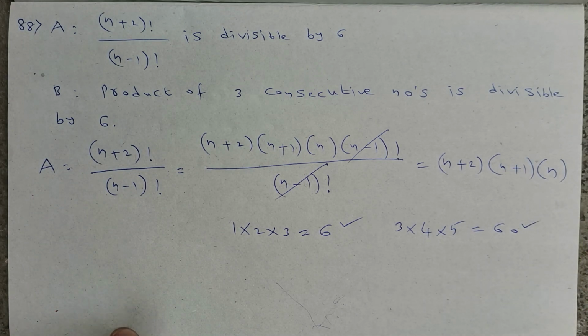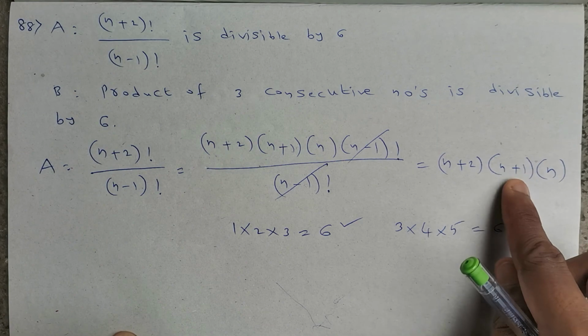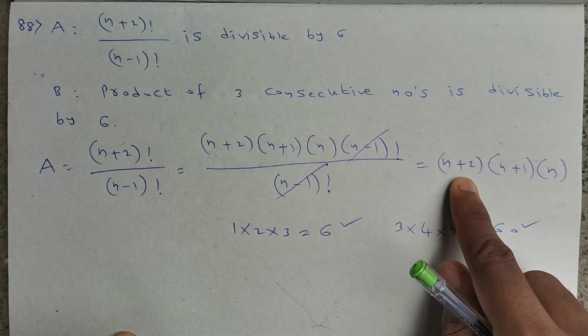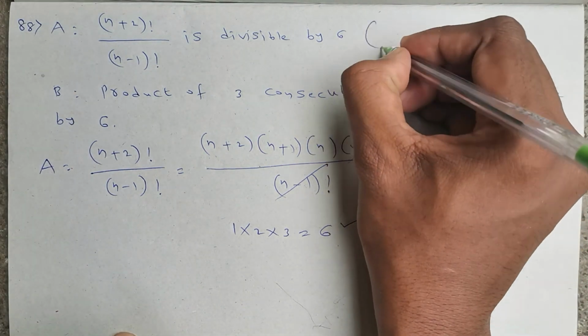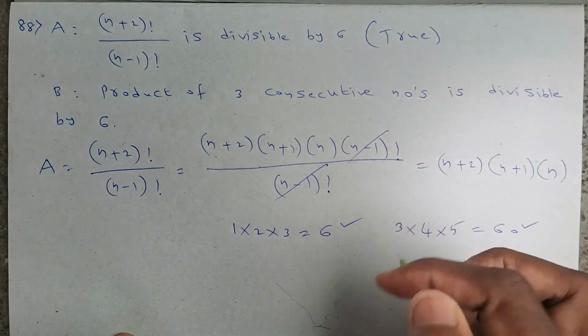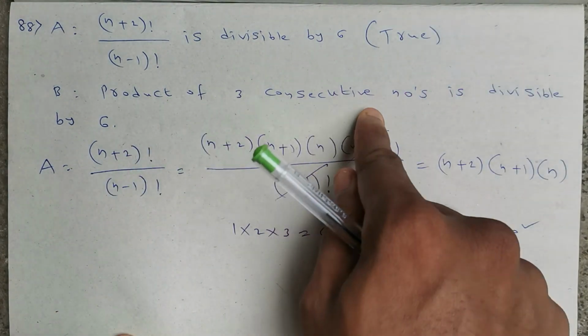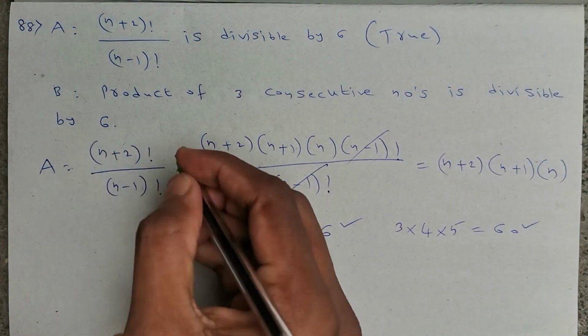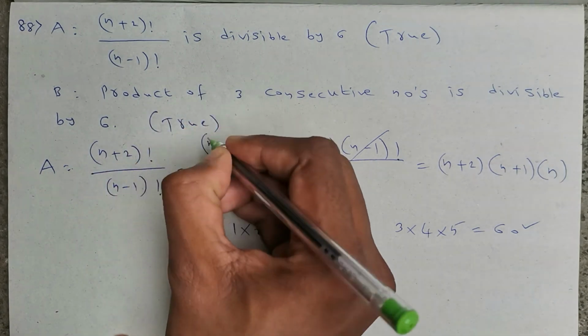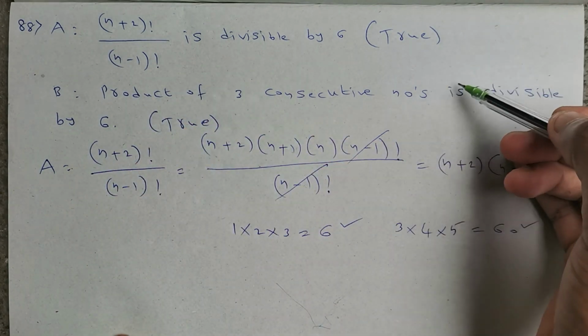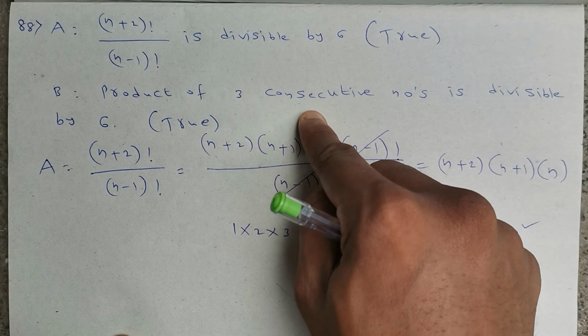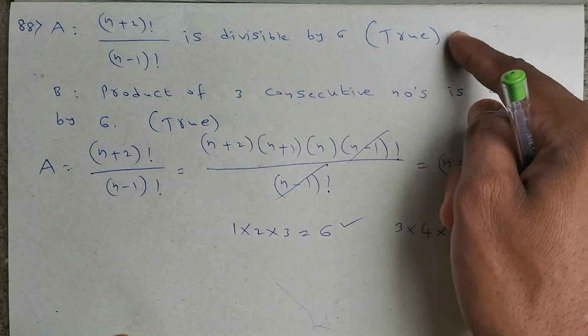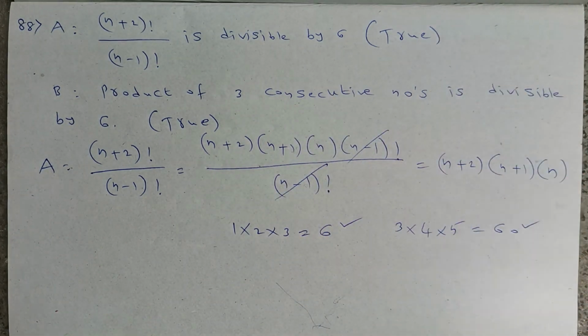So we can conclude one thing, that the product of three consecutive numbers is always divisible by 6. So n into n plus 1 into n plus 2 is also divisible by 6. So statement A is true. Next, statement B: the product of three consecutive numbers is divisible by 6. Yes, this is also a true statement. Both the statements are true, and statement B is the correct explanation of statement A.